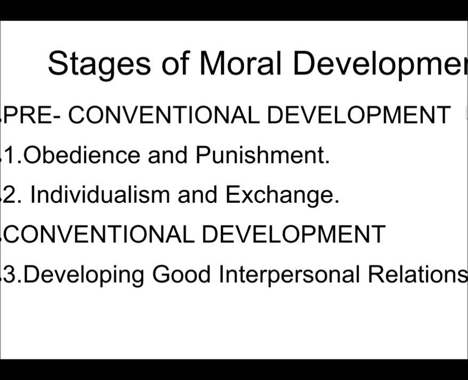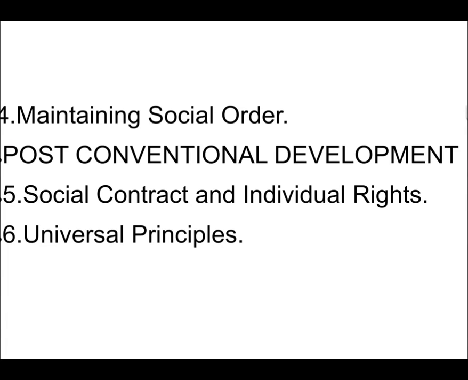Then the next is maintaining social order. In this stage, they will follow the rules and regulations that are there in the society. For example, if they are going to school and there is a rule in the school that they have to wear the uniform daily, they will follow the rule. The next is post-conventional development: social contract and individual rights.